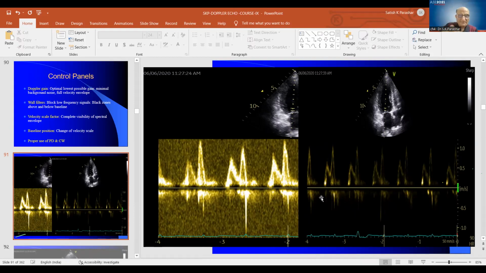So the total gain affects the whole echo picture. A TGC, time gain compensation, has multiple buttons which act at a certain level. They will be told to you during the live demonstration to be done there.